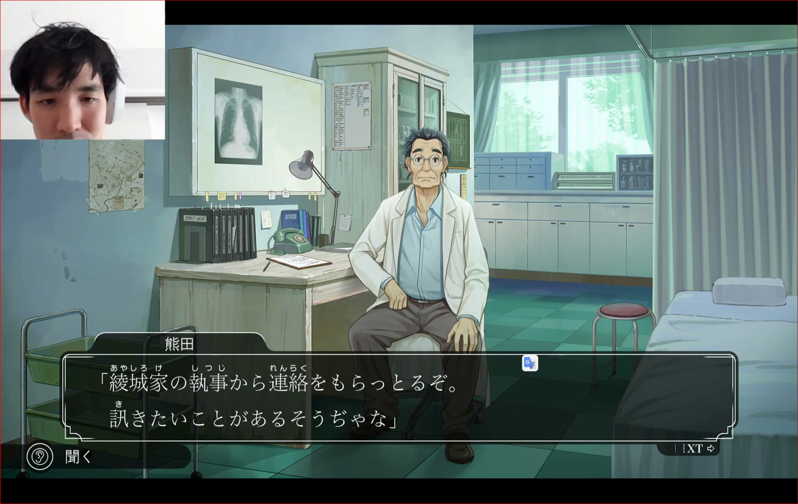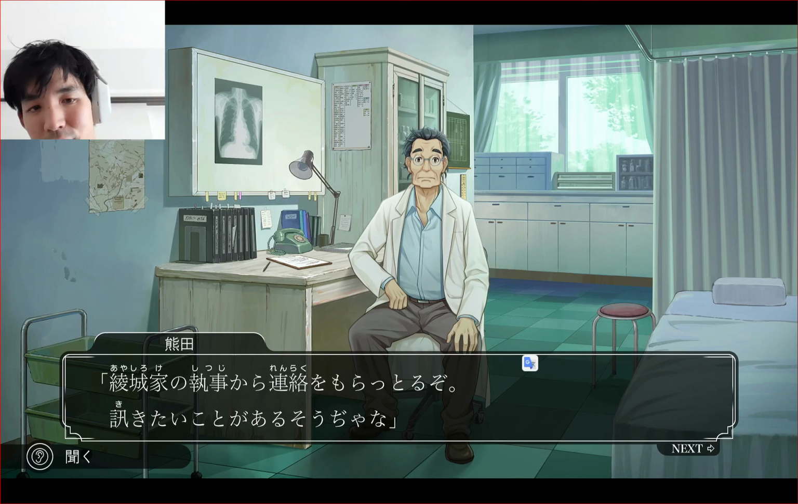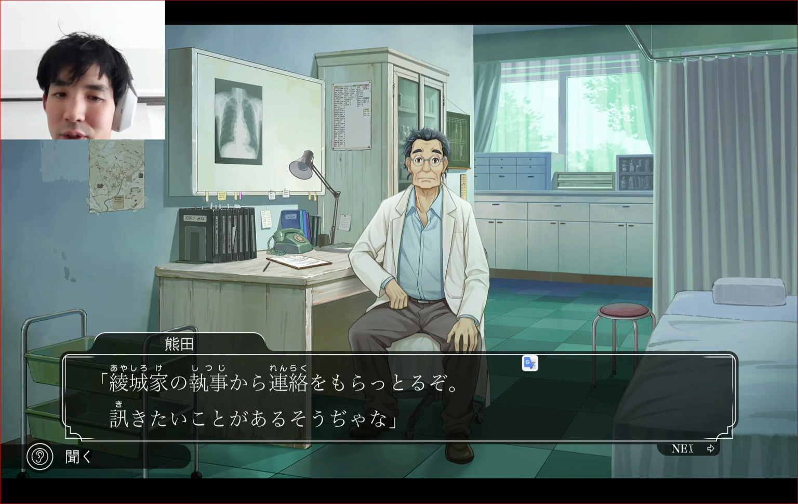Kara. Renraku o morattoro zo. Renraku is contacted. Oh. So kara is by or from. So from the butler. Ayashiro ke no shitsuji kara. Renraku o morato. So this is a contraction of morau. Morau is to get. So I got contacted by the butler. Moratoru zo. I don't really know what this toru zo is. I think it's just like an emphasis.